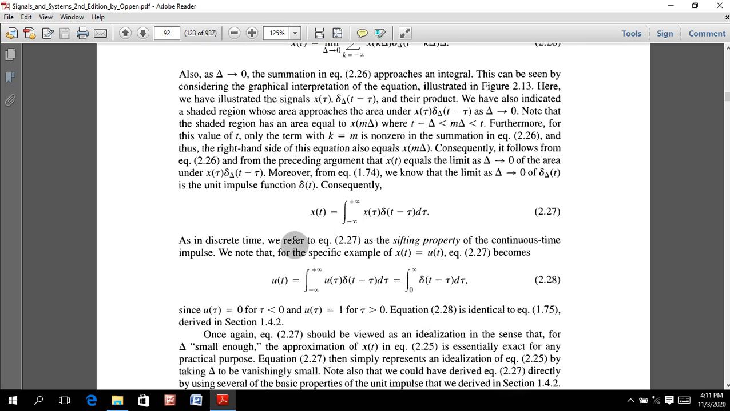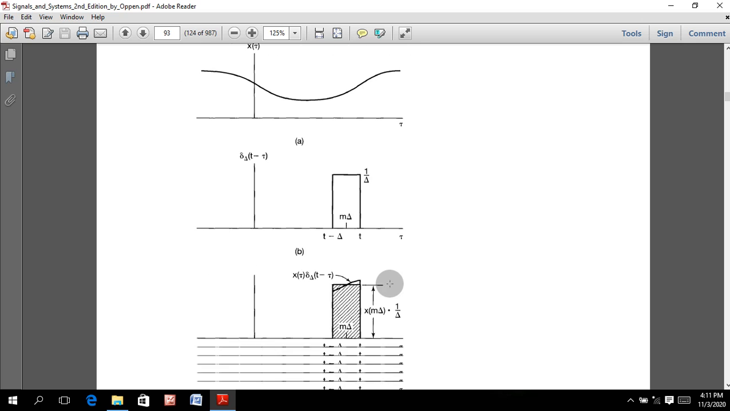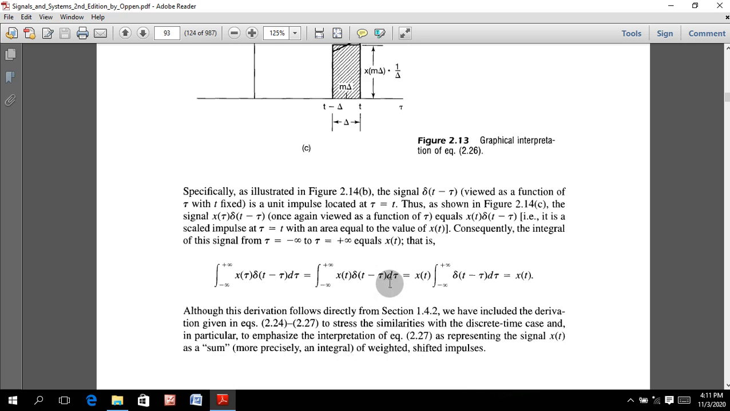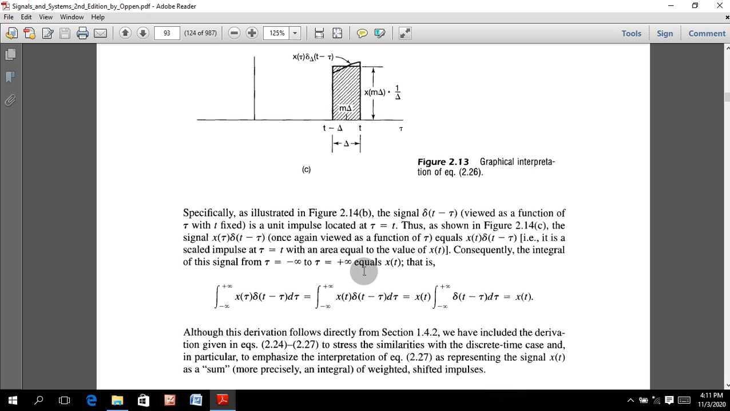This is not important, we have already discussed what we are trying to imply here, that if the value of del tends to 0, it will provide you the same mathematical explanation, and it can be understood using this mathematical representation. The mathematical representation is saying that the integration from minus infinity to plus infinity of x of tau into del t minus tau d tau.